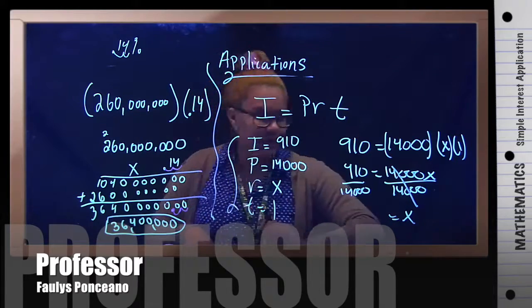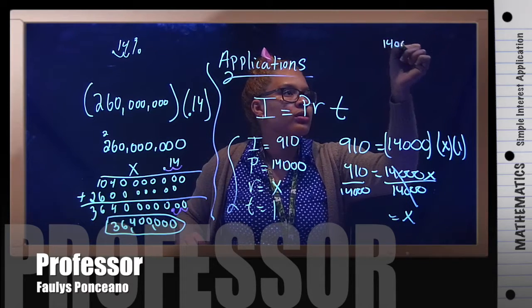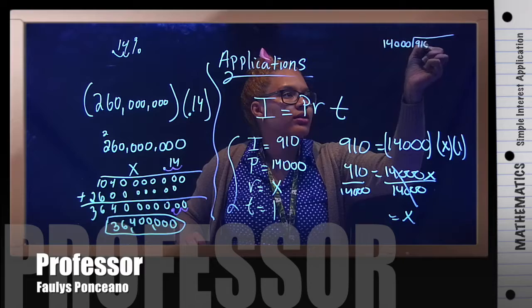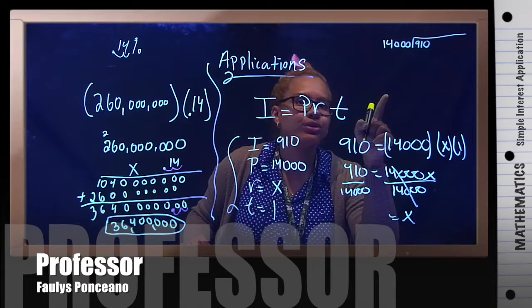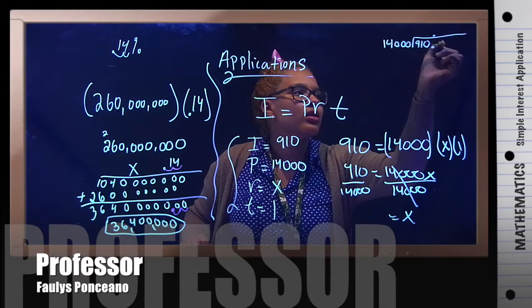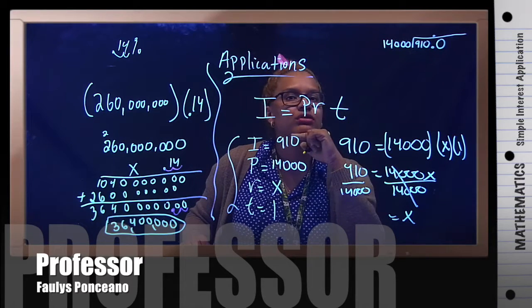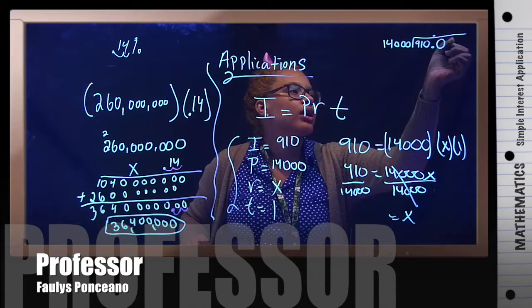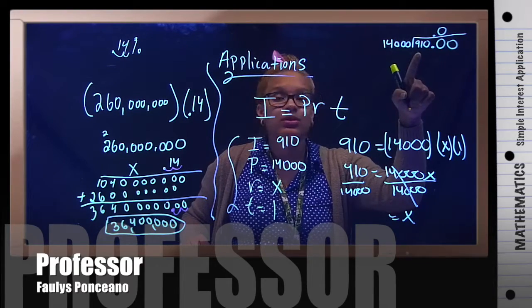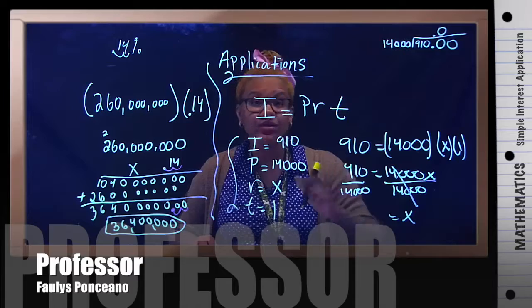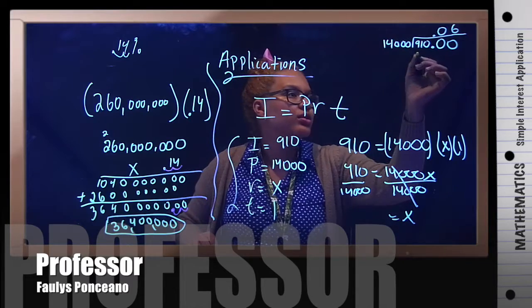Well, it's not that long. Let me see if I can do it, because it's good practice, okay? 910. Okay, does 14,000 fit into 910? No, it does not. So I need to add a decimal here, because I'm going to add a 0. Does 14,000 fit into 9,100? No, it does not. So I need to add another 0, and this 0 goes to the top. Okay, now 14,000 fits into 91,000. Yes, it does. And based on my calculations, it goes 6 times. 6 times 14,000 gives me 84,000.